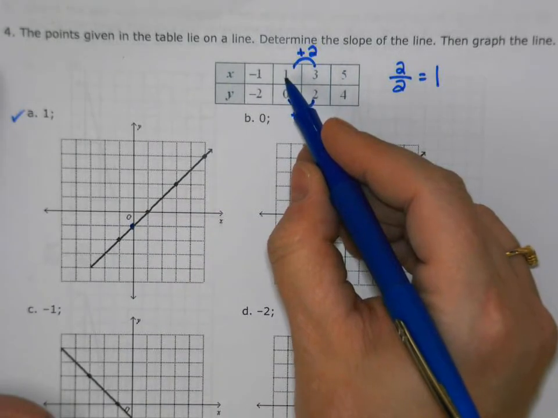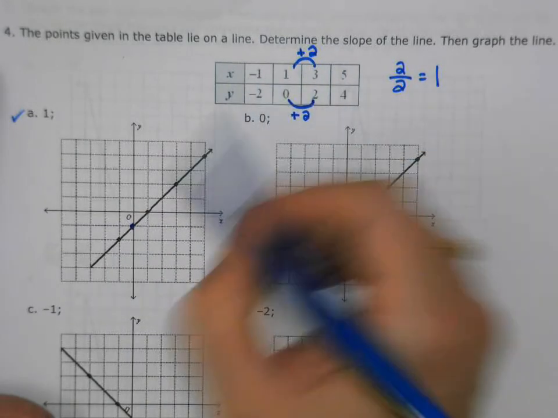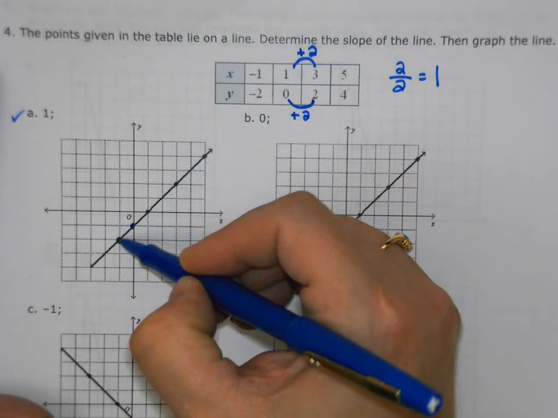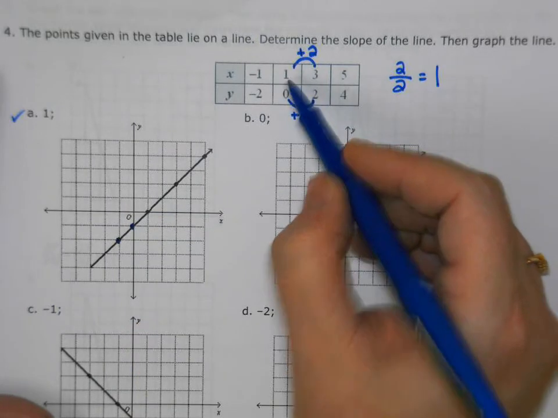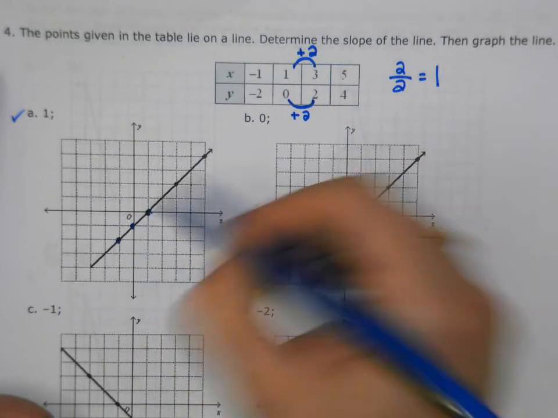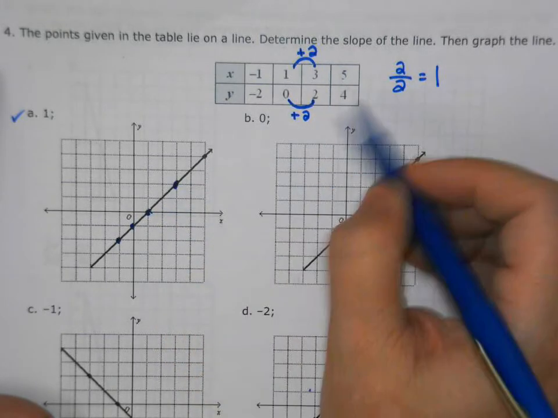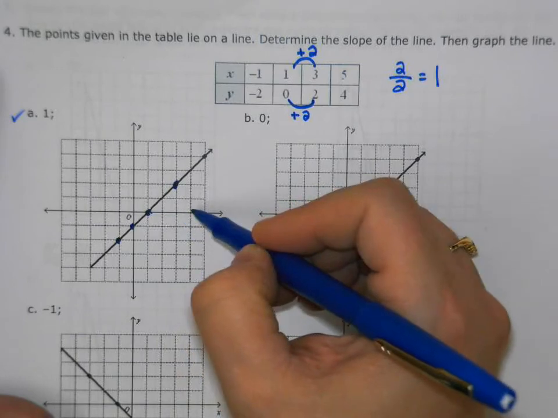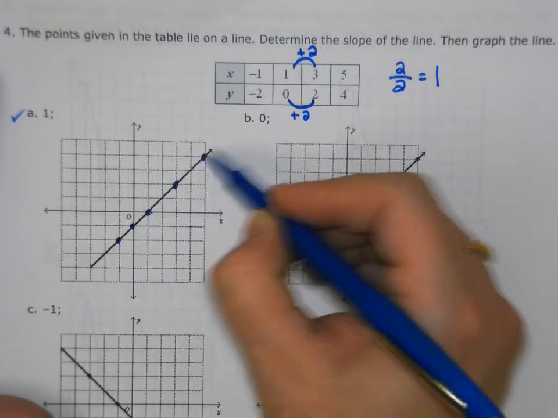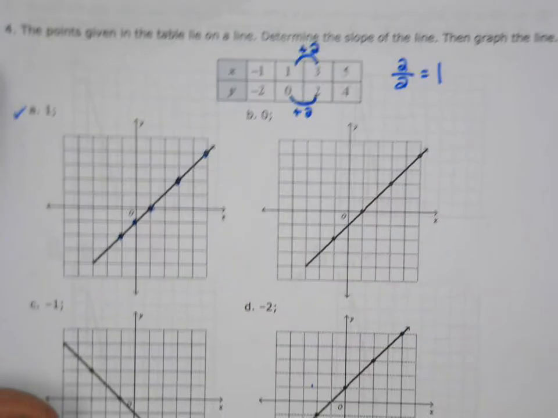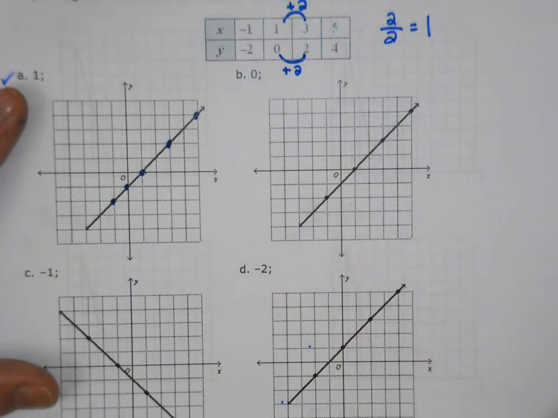We have -1, -2 right here. We have 1, 0 right here. 3, 2 right here. And then 5, 4 right here. And make sure that they fall on the line. If you tried some of the others, they're not going to fit on all the lines, especially on this one here.